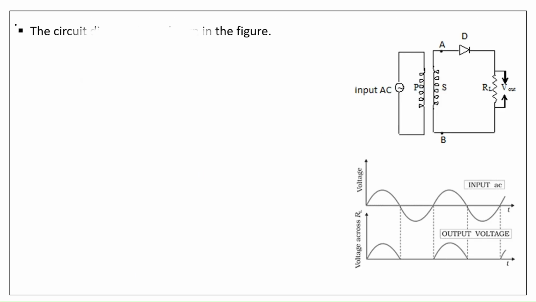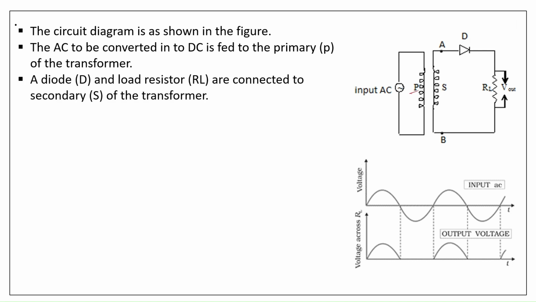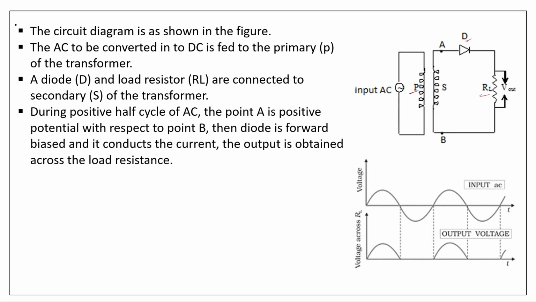The circuit diagram is as shown in the figure. The AC to be converted into DC is fed to the primary, P, of the transformer. A diode, D, and load resistor, RL, are connected to secondary, S, of the transformer. During positive half cycle of AC, the point A is at positive potential with respect to point B, then the diode is forward biased and it conducts the current. The output is obtained across the load resistance.